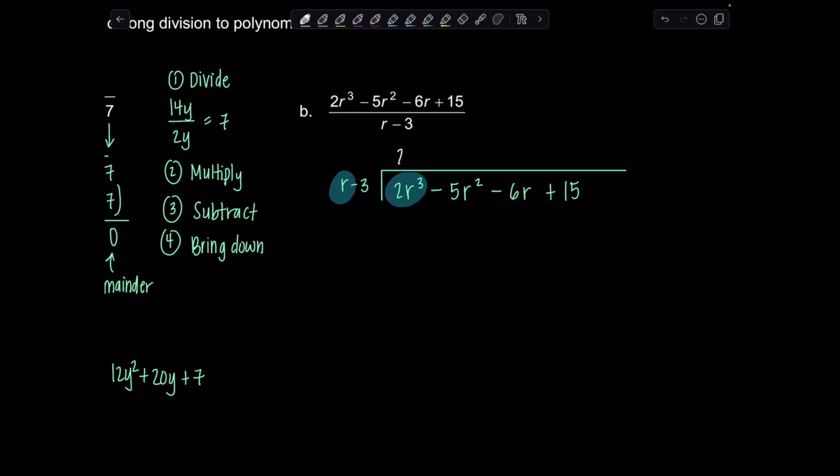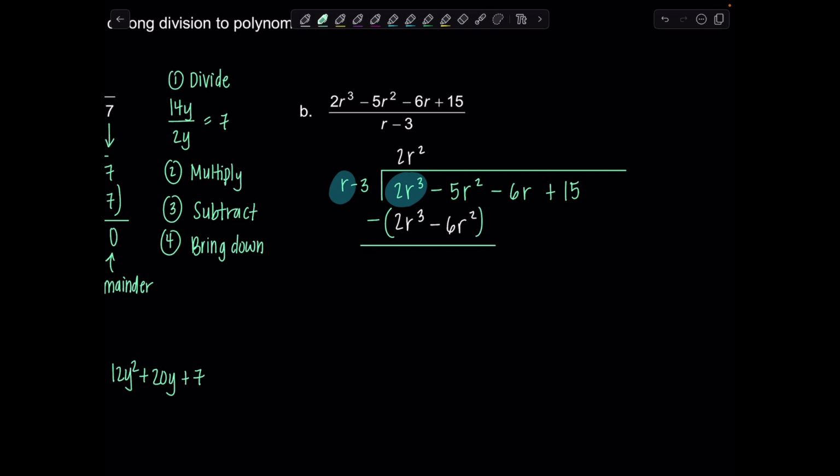2r squared. Very good. Step 2, you multiply. You multiply the 2r squared by the entire divisor and you write it underneath here. So this is going to be 2r cubed minus 6r squared. Good? Now I subtract this row from the row above.